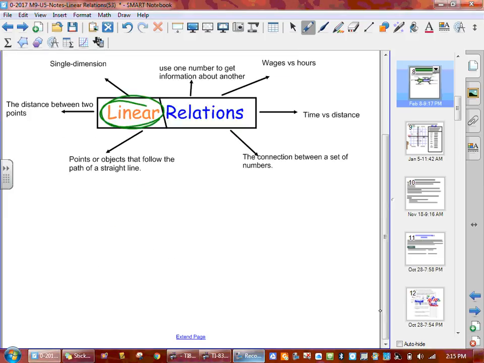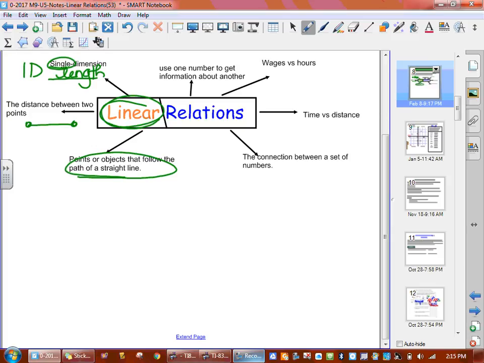Well, we talked about in unit 1, if it's a straight line, it is a single dimension. It's one-dimensional. We're measuring length. What else is a line? Well, a line is the distance between 2 points. And linear points are objects that follow the path of a straight line. So they create a straight line. So that's what linear means: anything that creates a straight line.